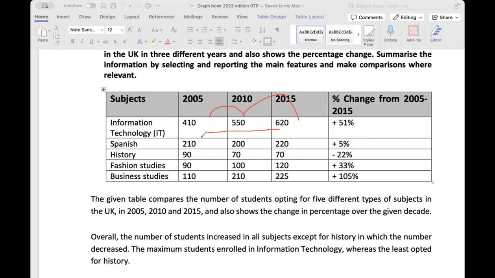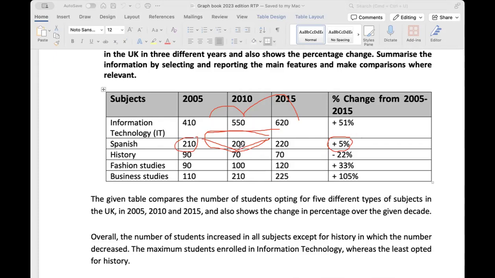For example, in this case, Spain, it first decreased, then increased. Here, I would say it's important that you give the data. So overall, I would have written it like that. Overall, the number of students who studied Spanish increased by how much? 5%. So in the starting, how many students studied Spanish in 2005? 210.